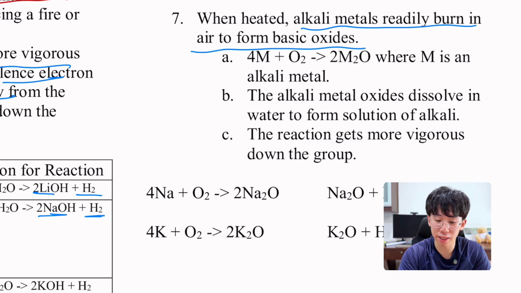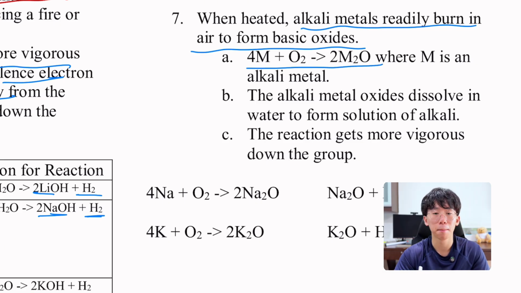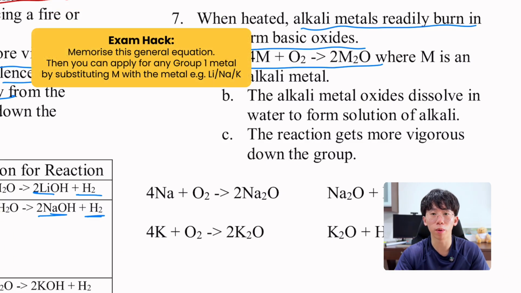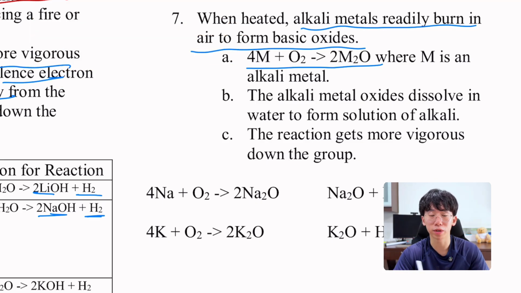Another property is when heated, your alkali metals readily burn in air to form basic oxides. So it follows this basic equation over here, 4M plus O2 to give 2M2O, where M is the alkali metal. So remember what I said, that your alkali metals, if you want to retain them in their pure form, you need to seal them in paraffin oil. They cannot be in contact with air or water. It's because of this. It cannot react with air here, because it's normally very reactive with air.